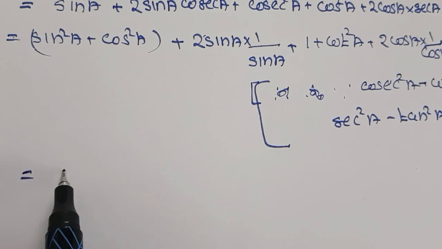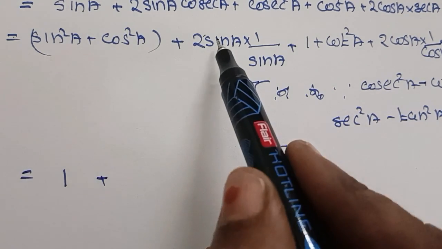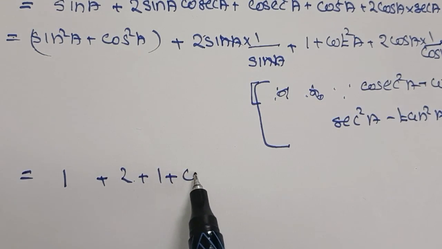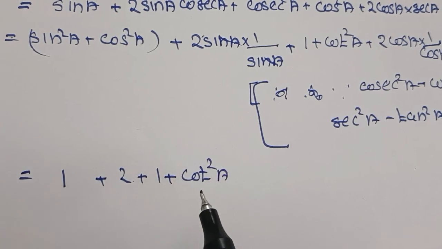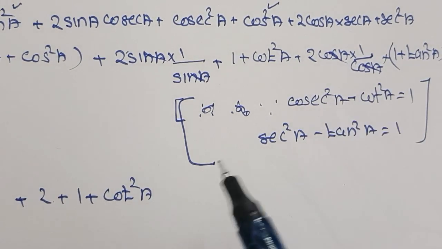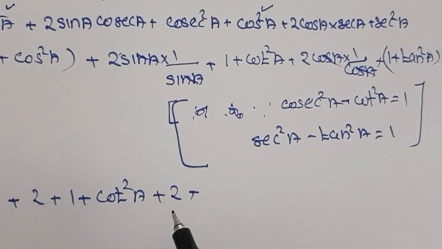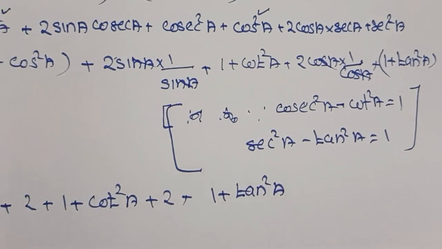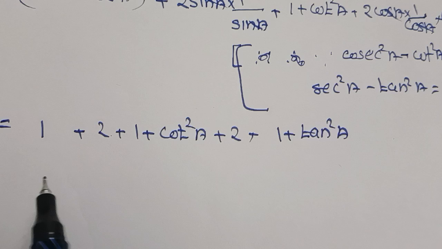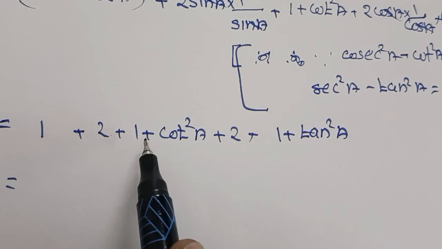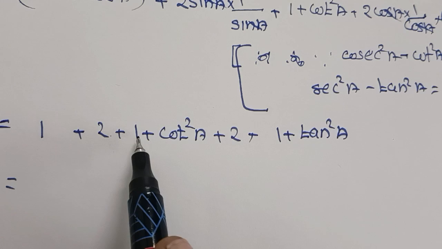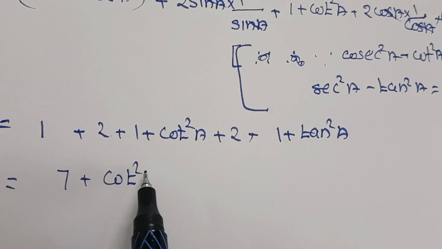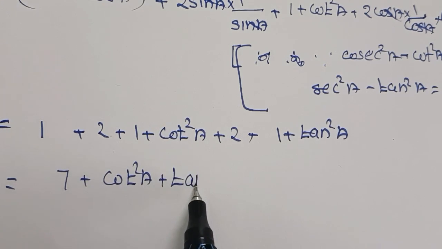Sin square A plus cos square A equal to 1, plus 2 sin A by sin A, and sin A cancels, we get 2, plus 1 plus cot square A. Here also cos A cancels, plus 2, plus last remaining 1 plus tan square A. Now collecting the numerals we get 1 plus 2 is 3, plus 1 is 4, plus 2 is 6, plus 1 is 7. 7 plus cot square A plus tan square A.